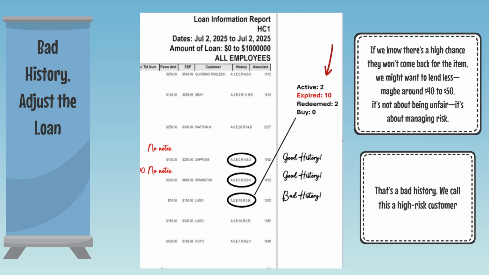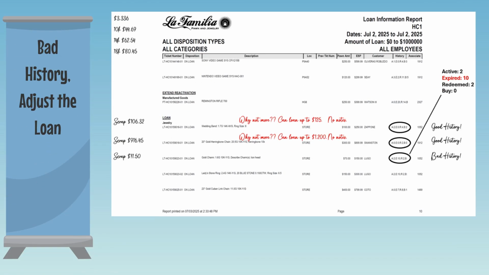If we know the chances are high that they won't come back to pick up the item, we might want to lend less, maybe around $40 to $50. It's not about being unfair, it's about managing risk. Now, let's say a customer doesn't want that lower offer. That's okay, we don't want to let them walk either.